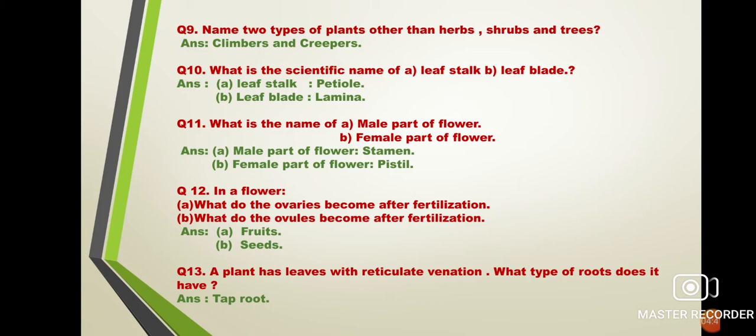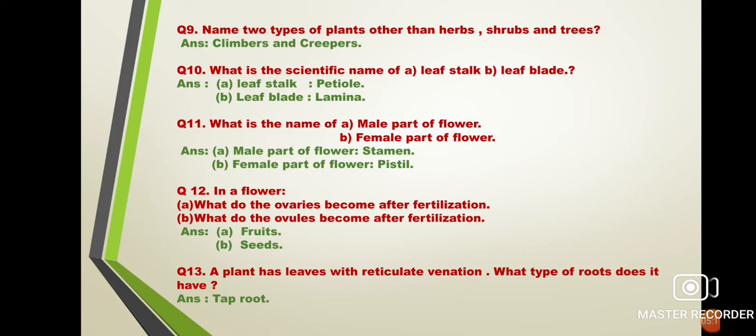Question number 11. What is the name of the male part of a flower and female part of a flower? Now, flower, what is flower? Flower is the reproductive organ of a plant. Okay, it contains what? It contains the male reproductive organ and female reproductive organ. Now the male reproductive part of the flower is known as what? Is known as stamen. Okay, and the female reproductive part of the flower is known as what? Pistil. Next, question number 12.